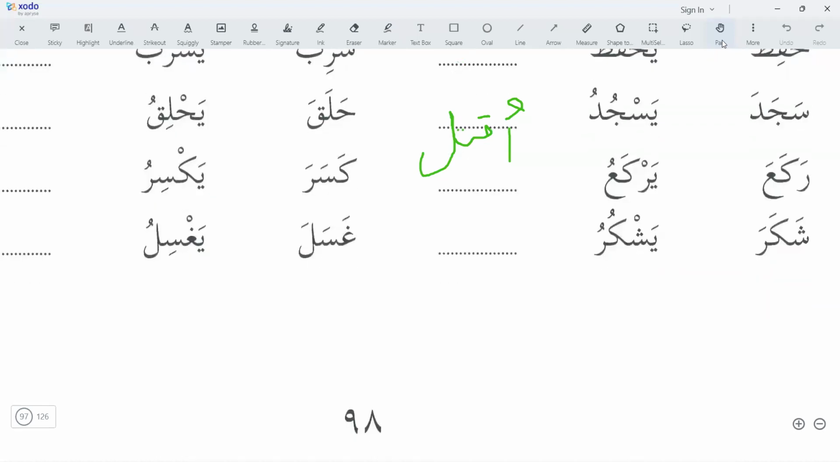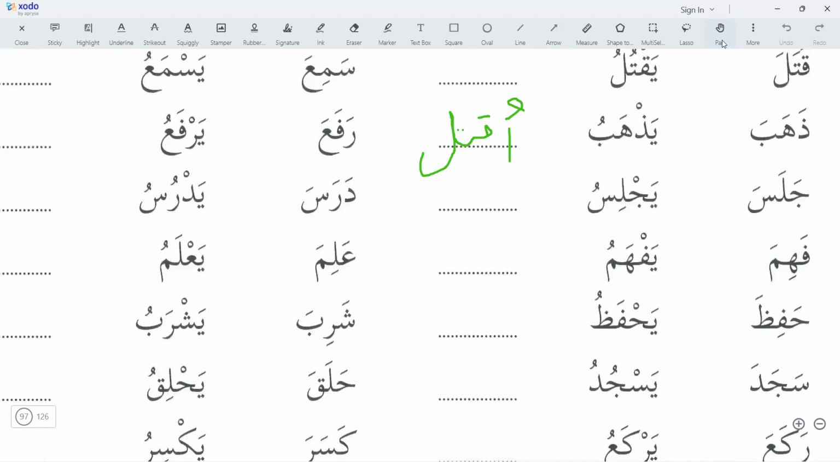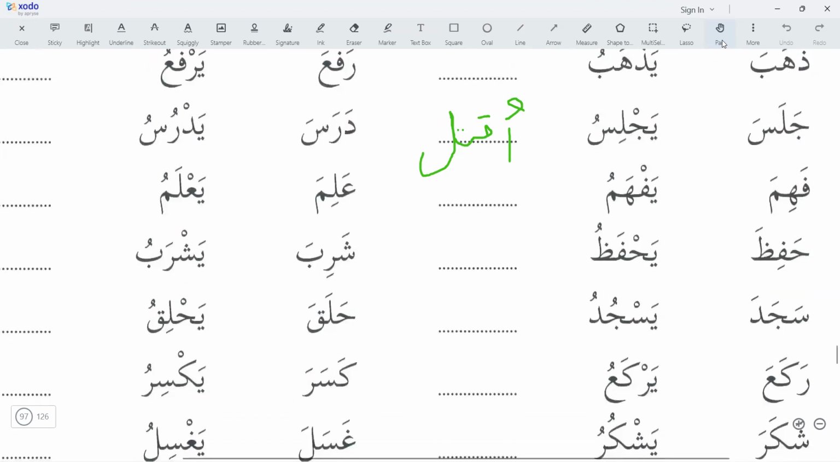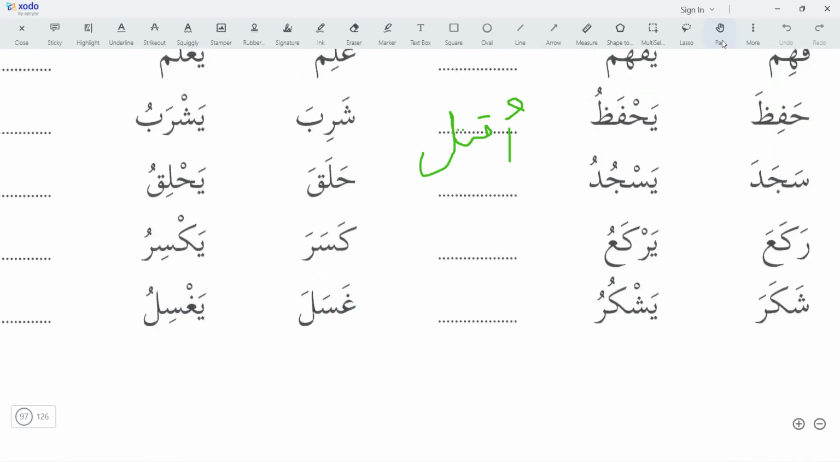Shakara, Yashkuru, Ushkur. Sami'a, Yasma'u, Isma'. Rafa'a, Yarfa'u, Irfa'. Darasa, Yadrusu, Udrus. 'Alima, Ya'lamu, I'lam. Shariba, Yashrabu, Ishrab. Halaqa, Yahliqu, Ihliq.